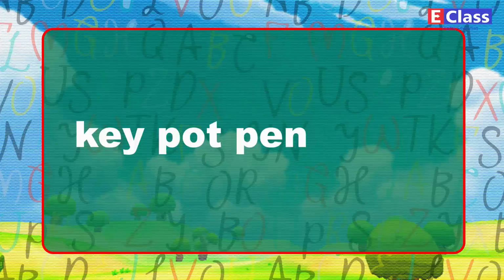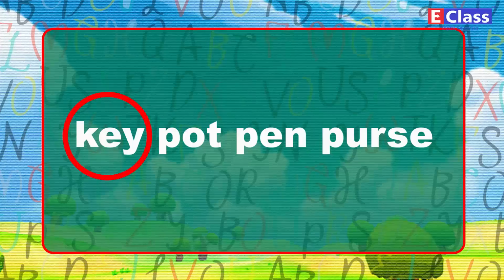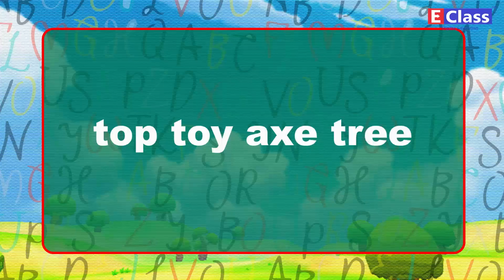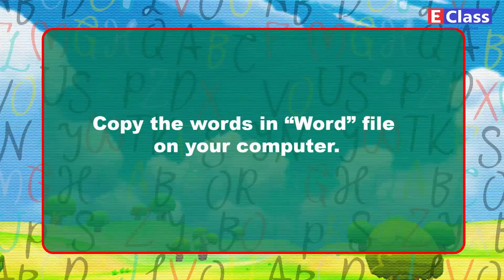Key, pot. Pen, purse. Key is the odd man out. Top, toy. Axe, tree. Axe is the odd man out. Copy the words in Word file on the computer.